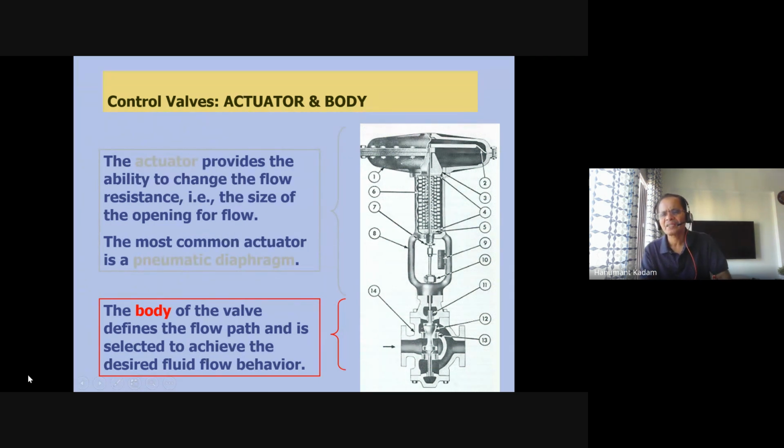So the main parts, as the flow goes: seat, plug, stem, yoke, globe body, spring, diaphragm, and this is the enclosure. That's all. And here you have a link to the control valve, and the scale is there. How much percentage the valve is open, you can physically also see when you are going around to the control side.